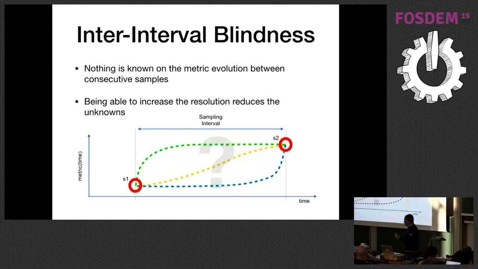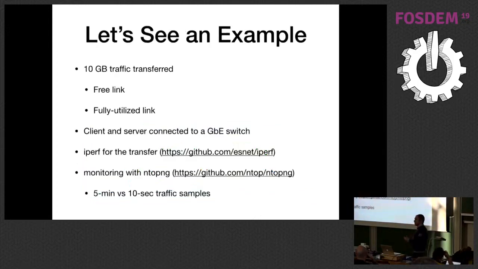So it's pretty clear now that the shorter the sampling interval, the closer we can go to the actual metric, the closer we can go to the real metric. So it's beneficial to be able to reduce this sampling interval. Let me show you this with an example. In this example, I'm going to transfer 10 gigabytes of traffic 2 times. The first time I'm going to transfer this 10 gigs over a free link, and the second time, I'm going to transfer the same 10 gigs over a fully utilized link.